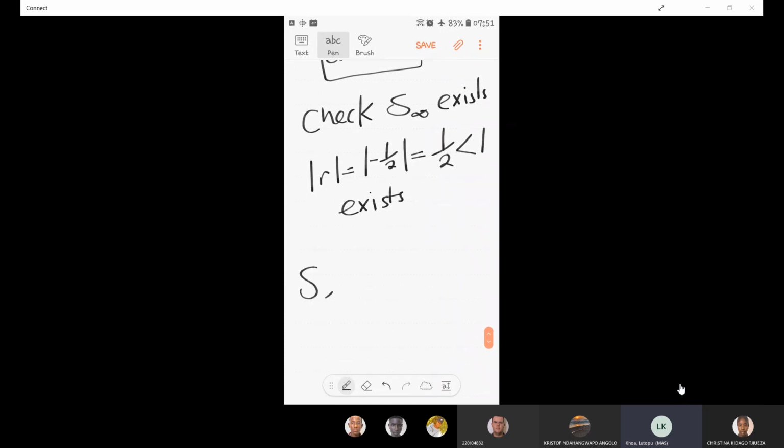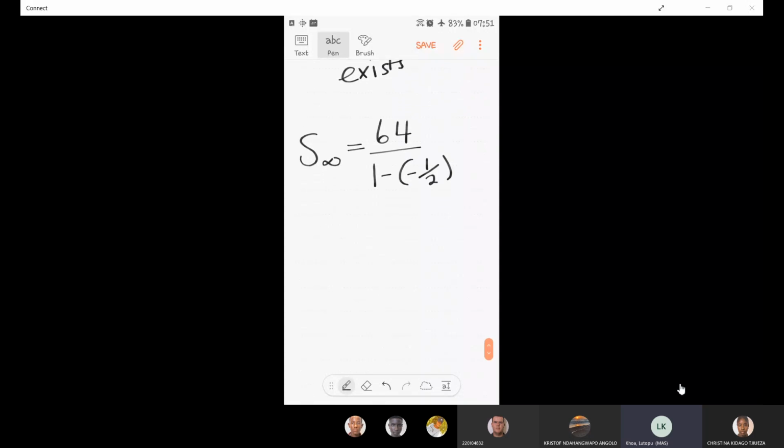So I say the sum to infinity is equal to a. My a here is 64. And then I divide this by 1 minus r. R is negative a half. R is not positive half. It's a negative half. And this, you work it out on your calculator. This is 128 over 3. Okay, so very simple to do. Nothing too difficult.